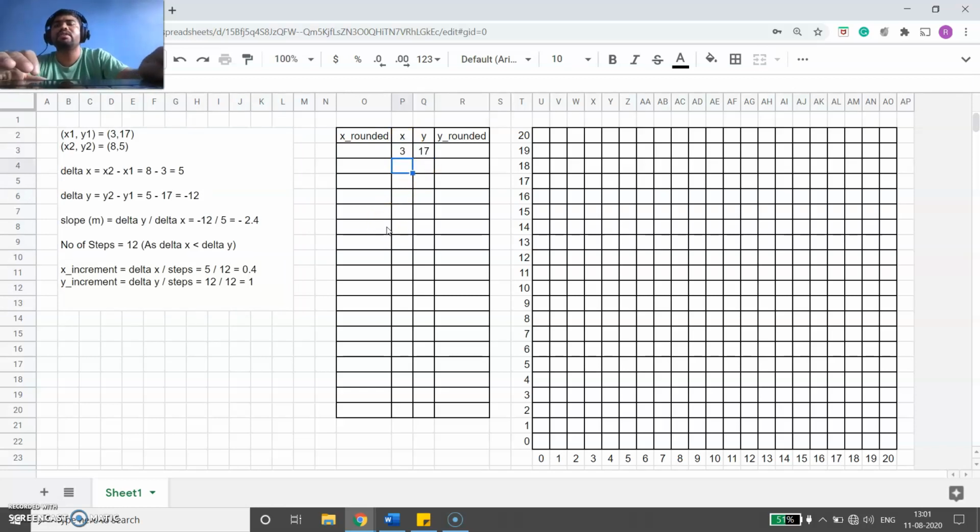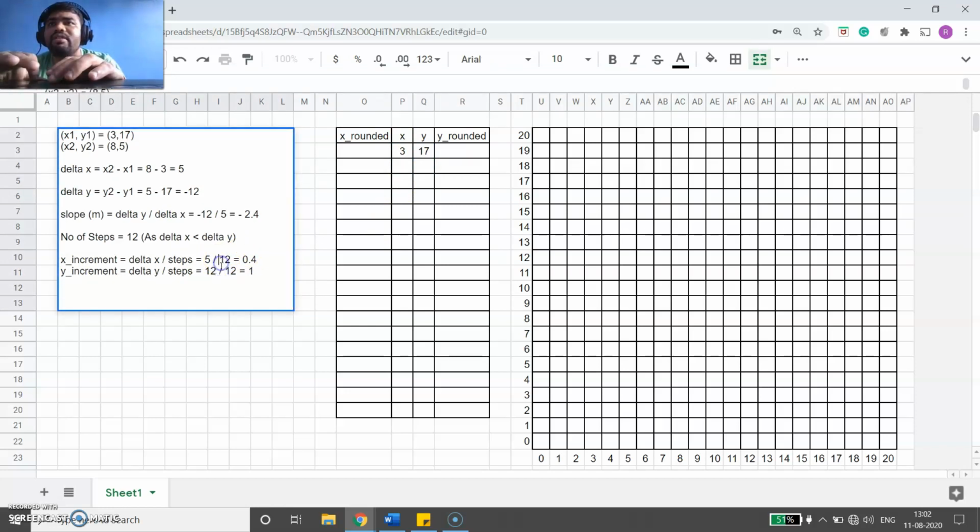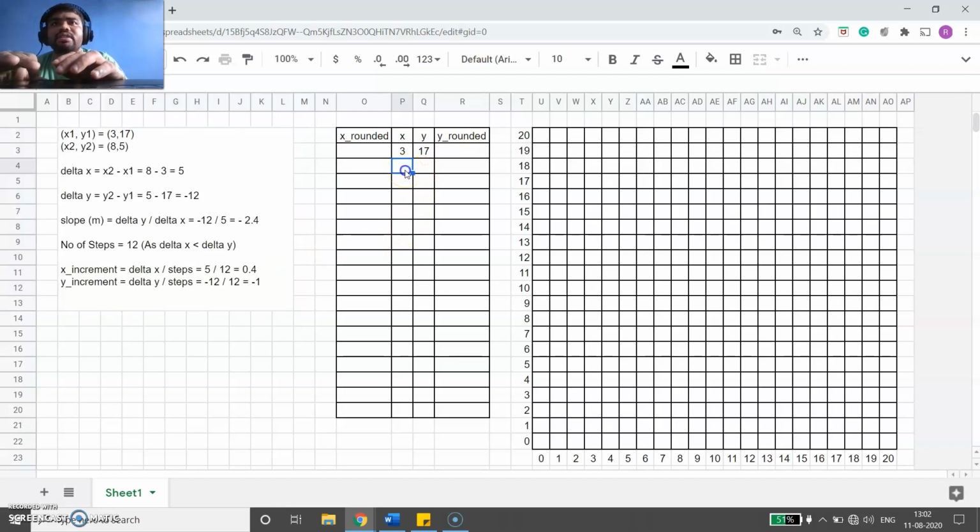But in this case, we forgot something. What have we forgotten? We have the delta y as minus 12, so this is minus 1. We need to take the sign into consideration. So the next point after the first iteration from 3, 17 would be what? After 3, 17, the x increment is 0.4, so we go with 3.4, and here it is minus 1, so this will turn into 16.